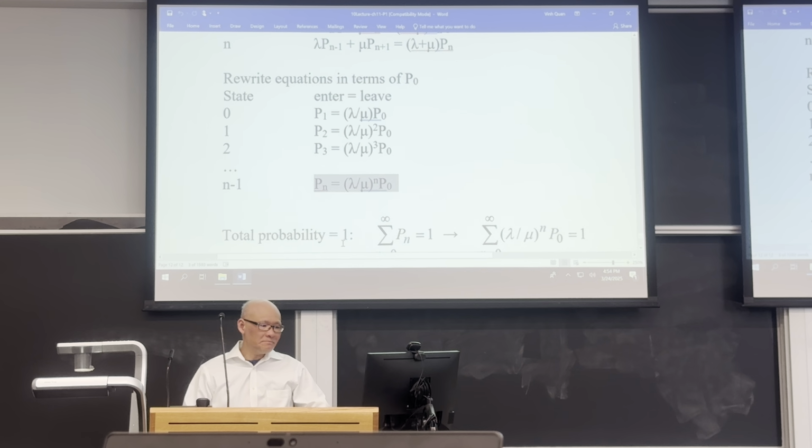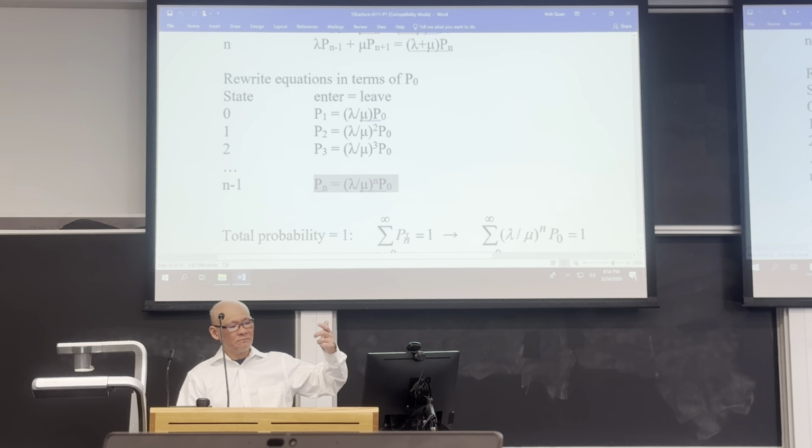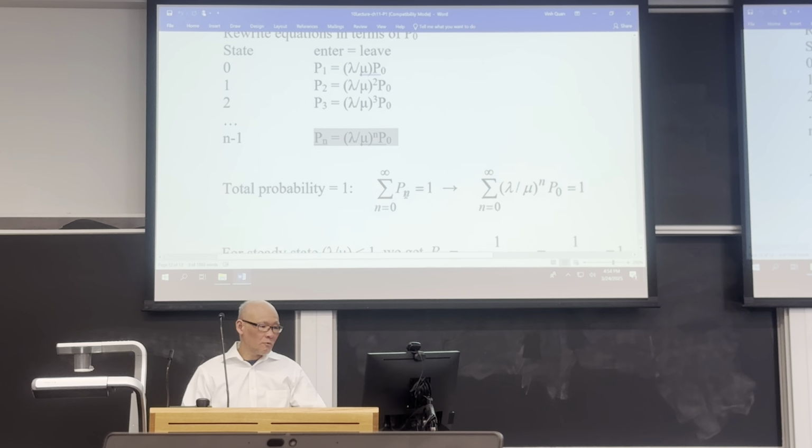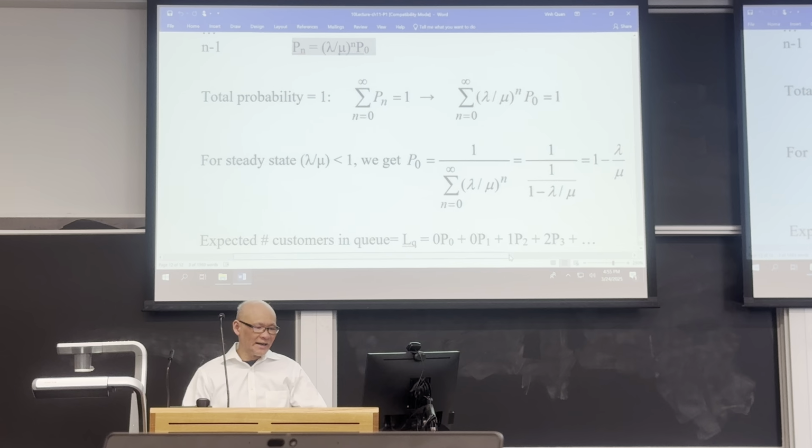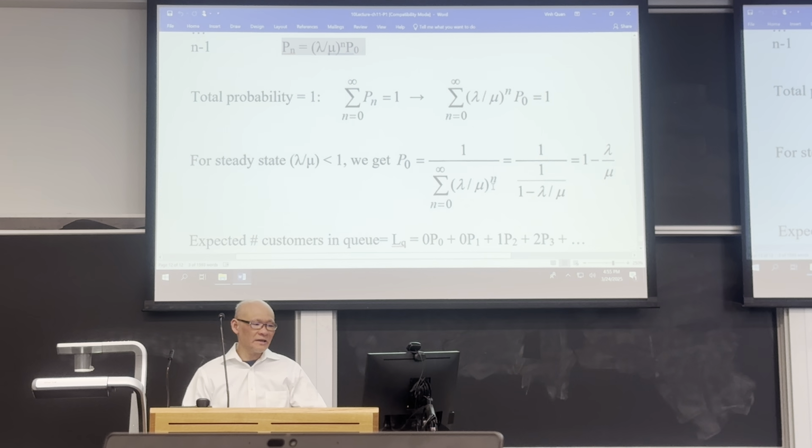Total probability adds up to 1. So that means P0 plus P1, P2, etc. has to be 1. We replace Pn with this here. And so P0 is 1 over this sum. And if this ratio or fraction is less than 1, you might recall from your finite math or whatever they call it these days, that this infinite series or sum has a closed form. And for us, this has to be a fraction because it's required by steady state. And so that's how we get our P0 formula.